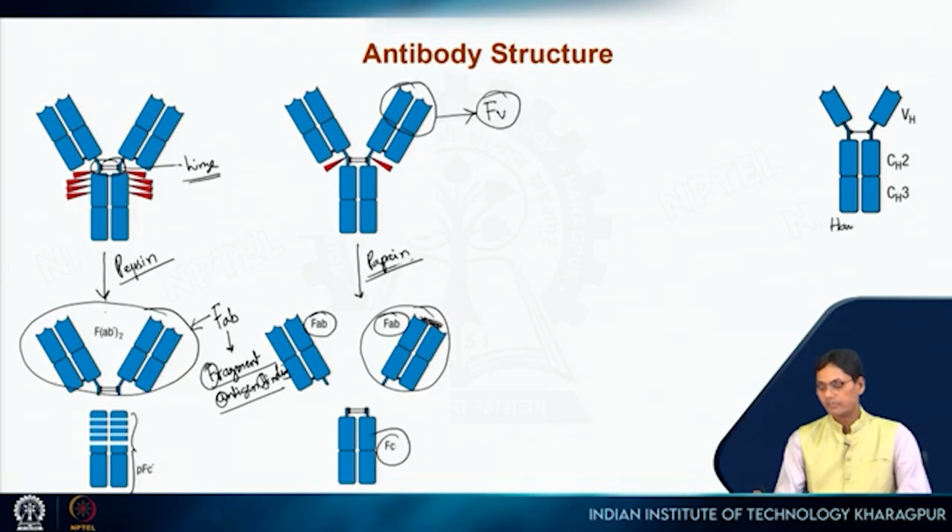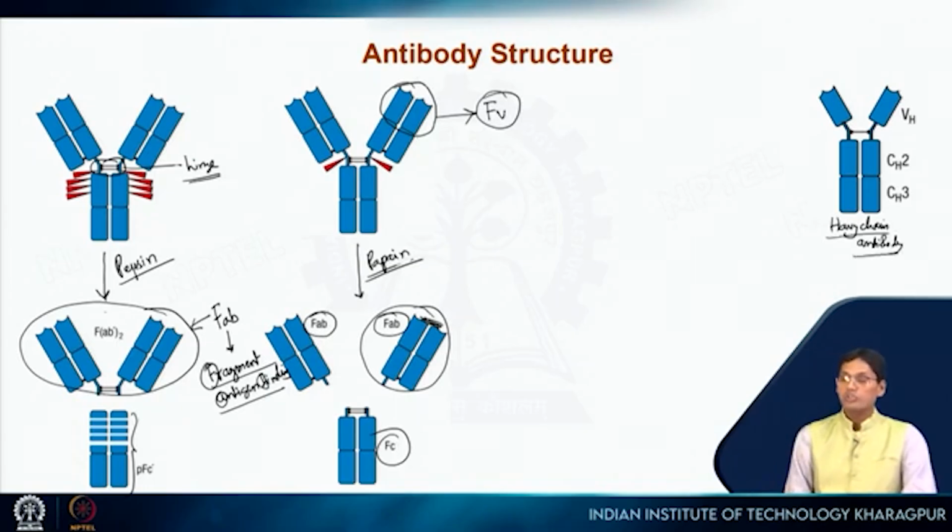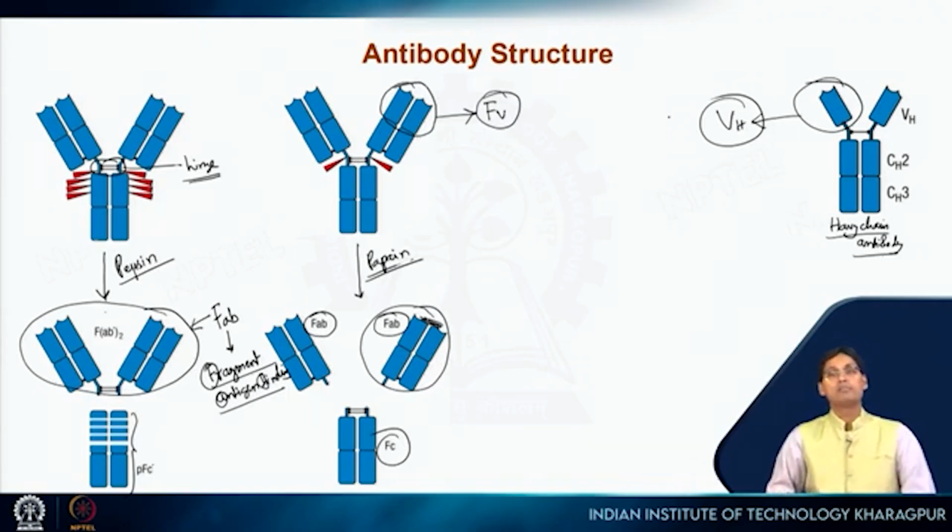And this is our unconventional antibody, the heavy chain antibody. No light chain is present here. Interestingly, from here you can generate, through genetic engineering, this fragment. This is just the VH domain, the variable domain of the heavy chain, but still it can capture the antigen.